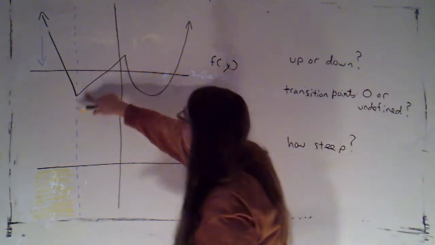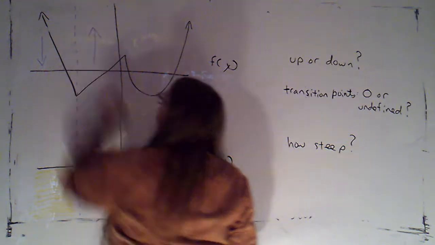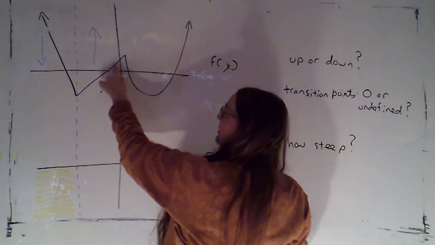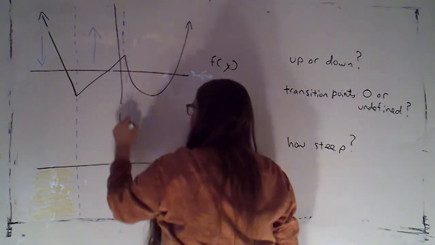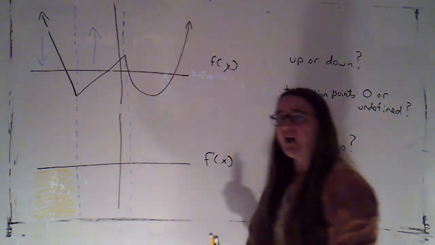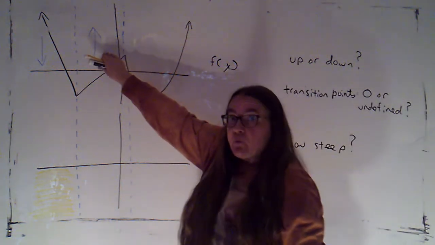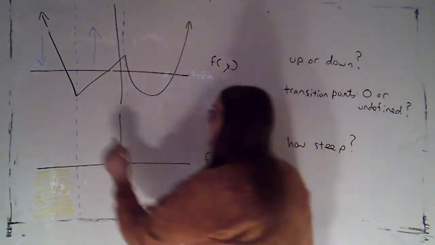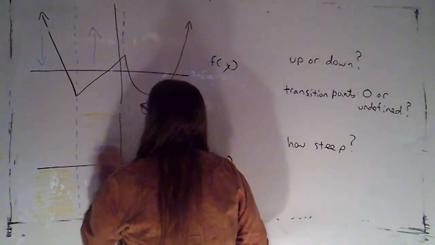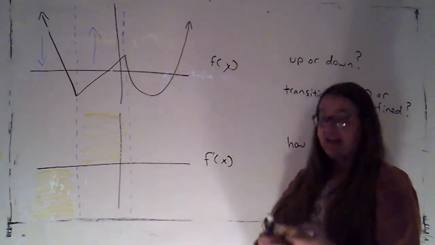All right, after this transition point, it looks like we go up for a bit. And it looks like we go up until we hit this corner point. So again, this isn't an asymptote. I'm just using these dotted lines to break my graphs into pieces. Where my original function is going up, I know that my derivative is going to be positive. So I'm going to sketch it so that it's above the x-axis.